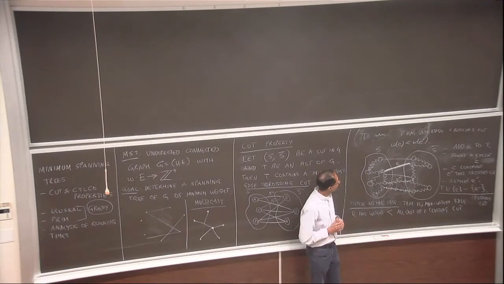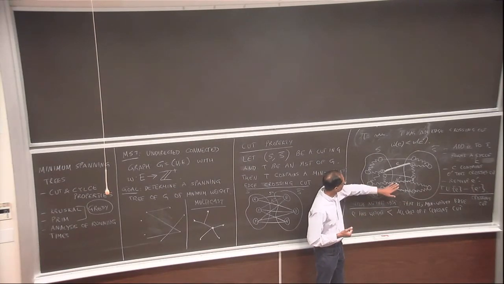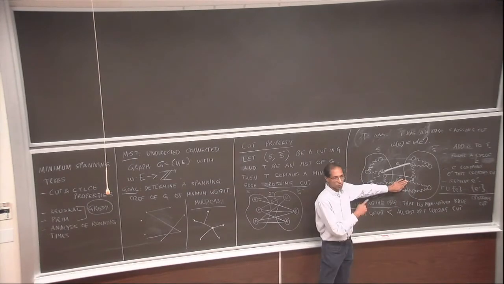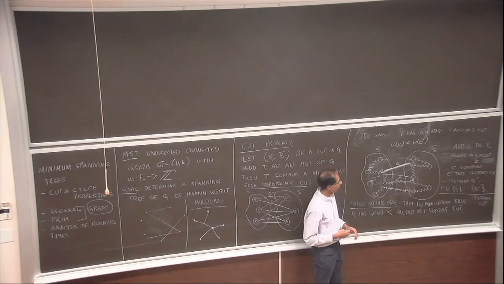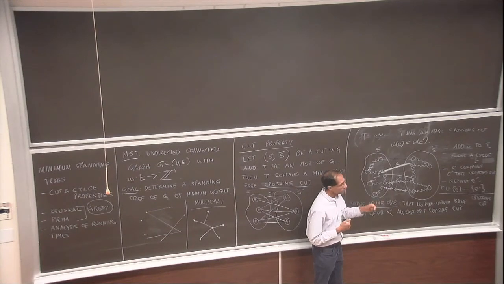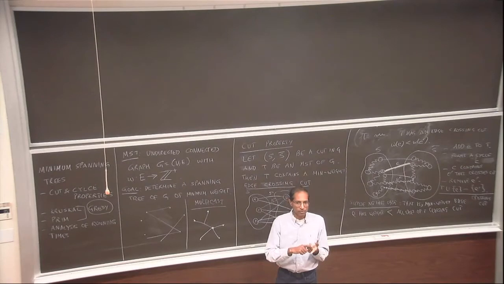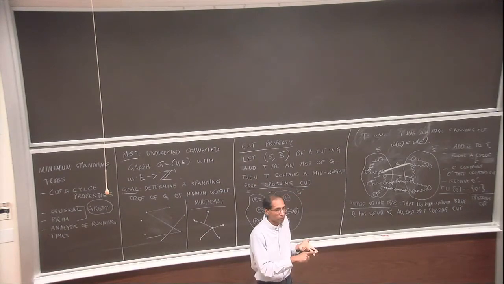Well, it's easy, right? If you remove this edge, how are these two connected? Well, this was a cycle, so there was another path going through it. So they have a path. So T union E minus E prime is connected. How many edges does it have? Exactly the same as T, n minus 1. So it's a tree. So it's a spanning tree.